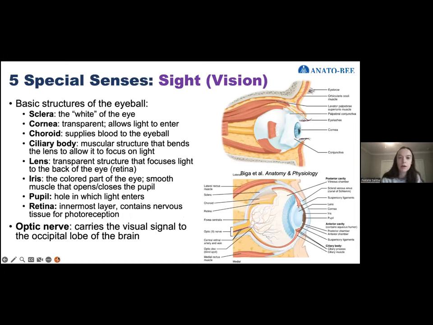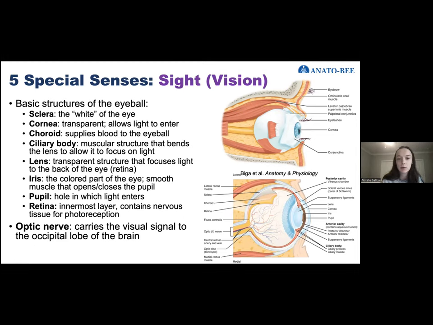And then for our special senses, first we have vision or sight. We have the anatomy of the eye. The sclera is the white part of the eye. The cornea is a transparent membrane right here that allows light to enter. The choroid supplies the blood to the actual eyeball, the outside. And then the ciliary body is a muscular structure, I think you can see it right here, that bends the lens to focus the light.